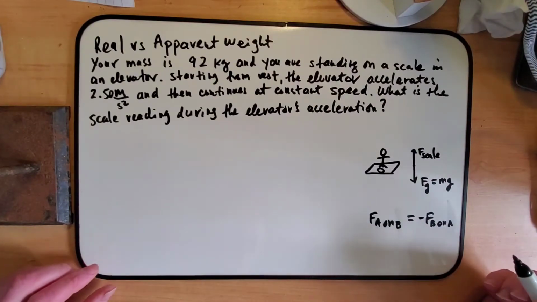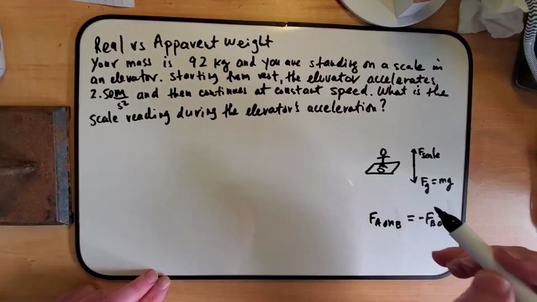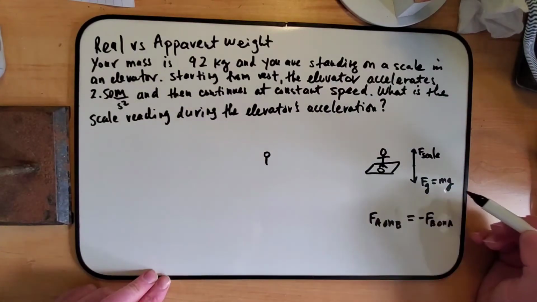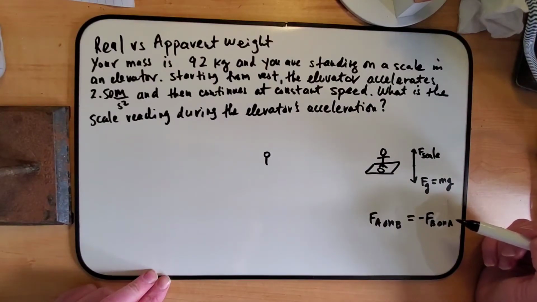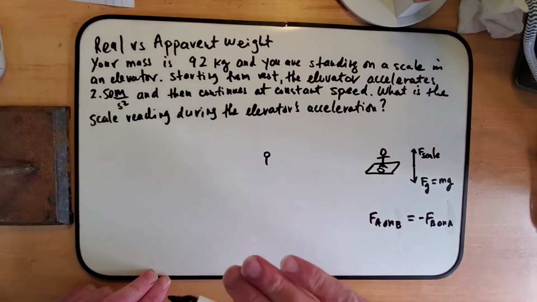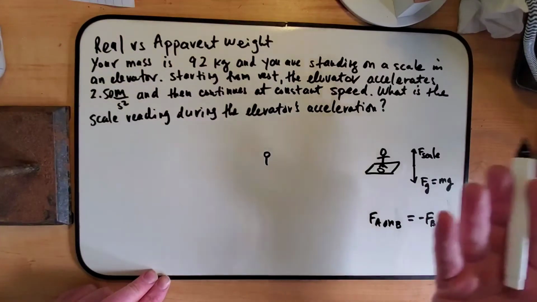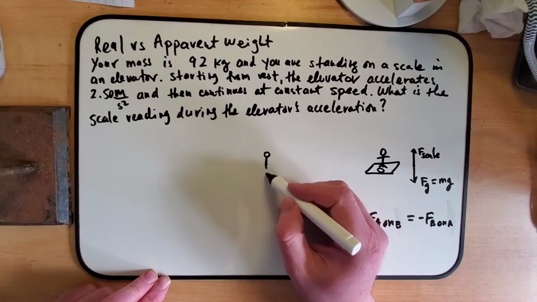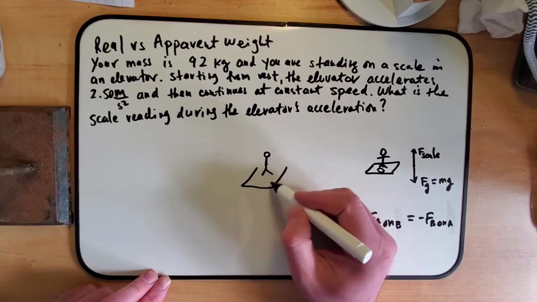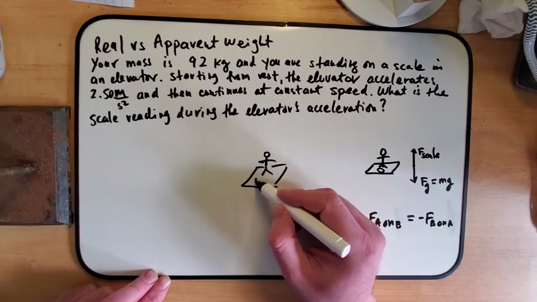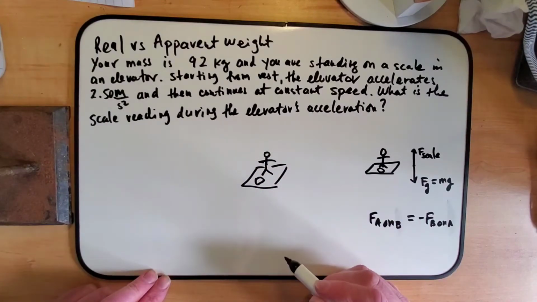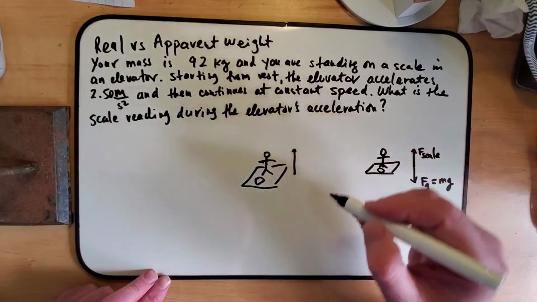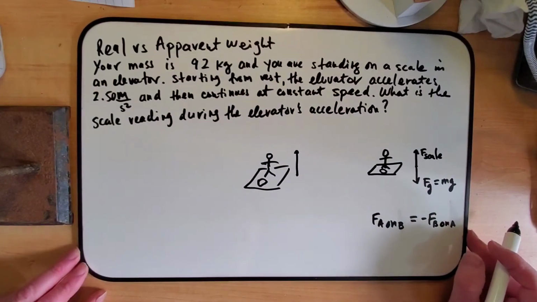Now, by the way, this real weight is pretty much the same everywhere as long as you move around the surface of the earth. It stays the same. But what happens if you're standing in the elevator on the scale, and then the elevator starts moving upwards? What happens now to your weight?